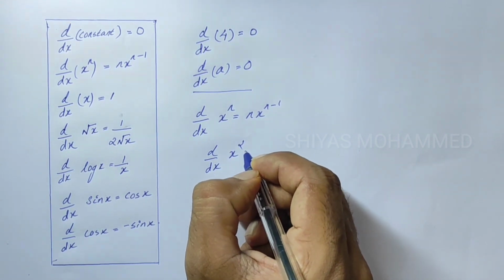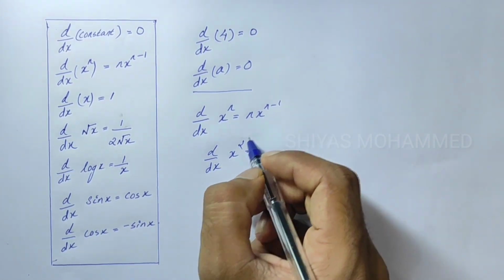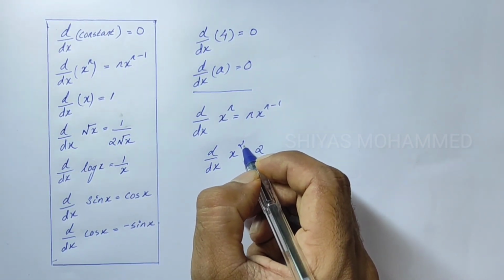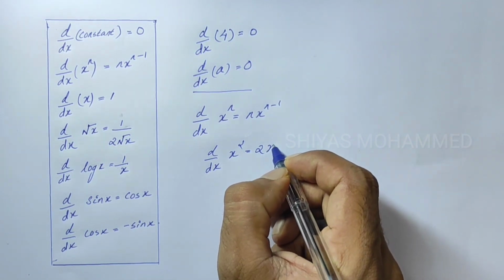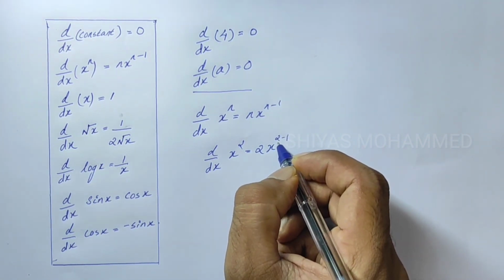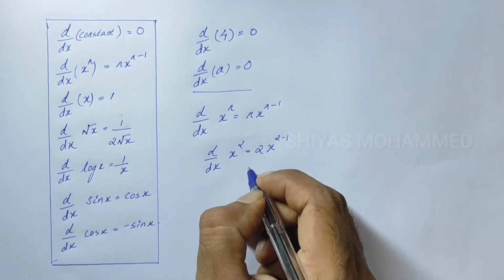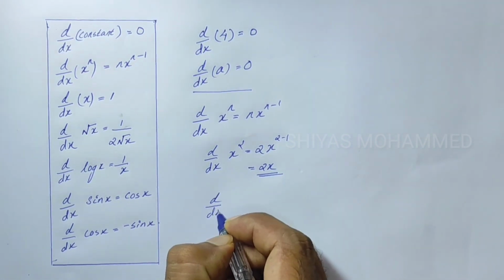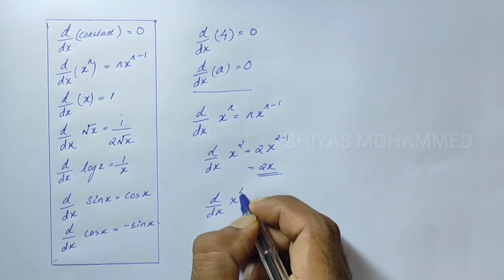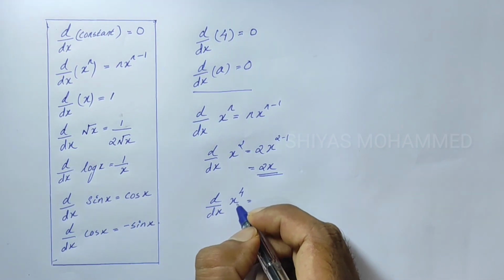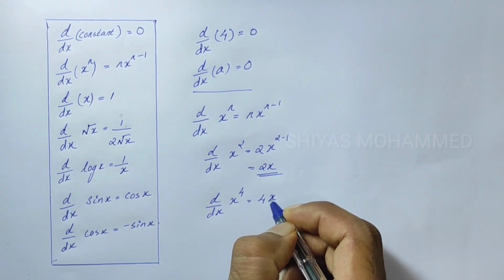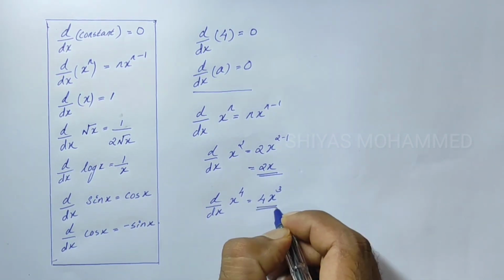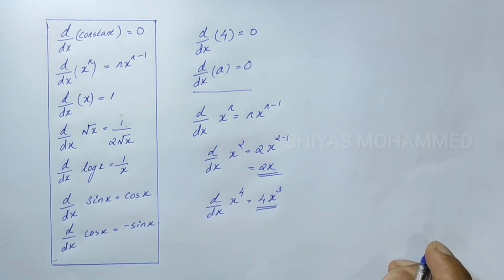Derivative of x square is equal to, so this power is n here. So n equals 2. That 2 we will write here and we will subtract 1 from this 2. So 2x raised to 2 minus 1. We know that 2 minus 1 is equal to 1. So the answer will be 2x. So the derivative of x square is equal to 2x. One more example. Derivative of x to the power 4 is equal to, so this 4 we will write on the left and we will subtract 1 from the power. So it is 4 minus 1, and 4 minus 1 is 3. So the derivative of x to the power 4 is equal to 4x cube.